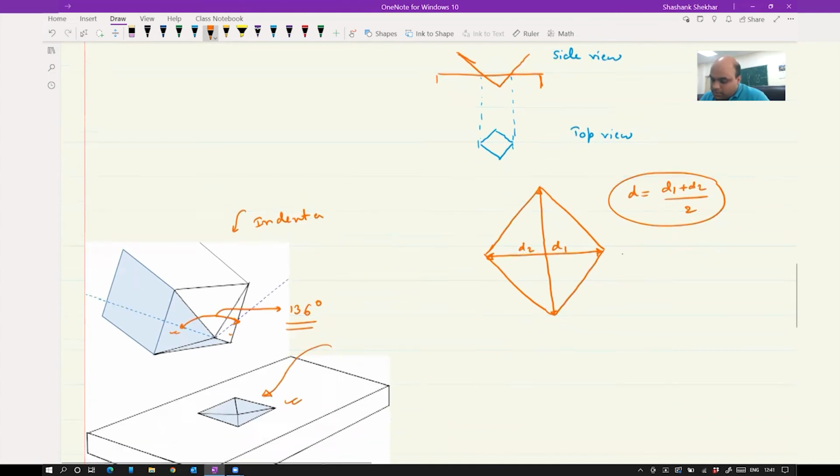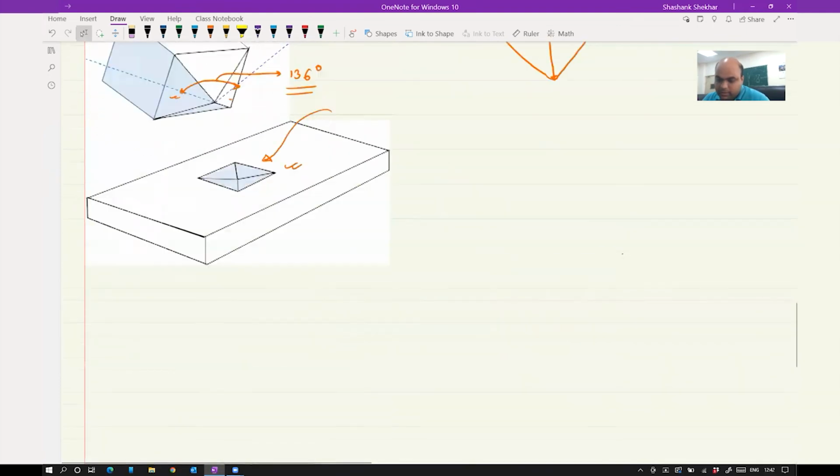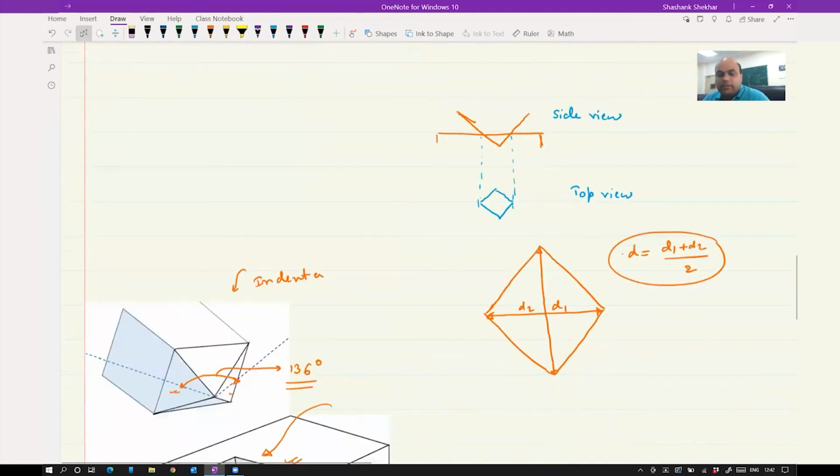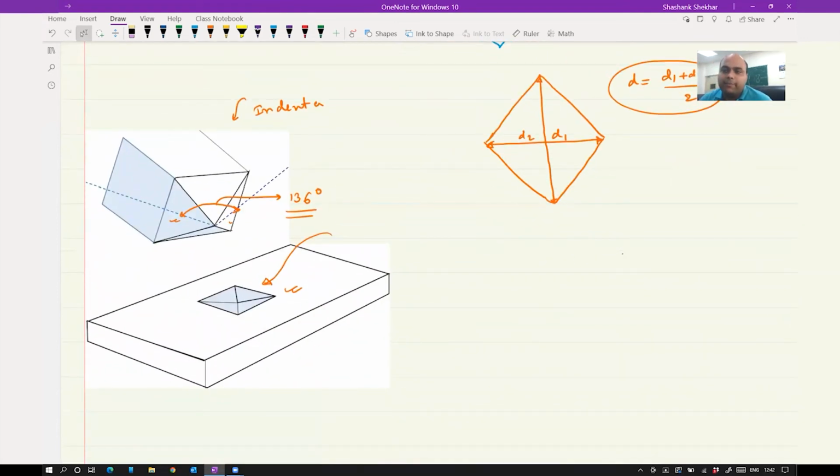So machine setup looks similar. Only thing is your diamond indenter is different. Second, you are going to have a microscope attached to it. Why? Because you want to see the sample surface before you make an indentation. So you take the sample, place on the anvil, then use the microscope attached to the machine, then see the surface where you want to indent, then bring the indenter on the surface and start your test. And then remove the indenter.